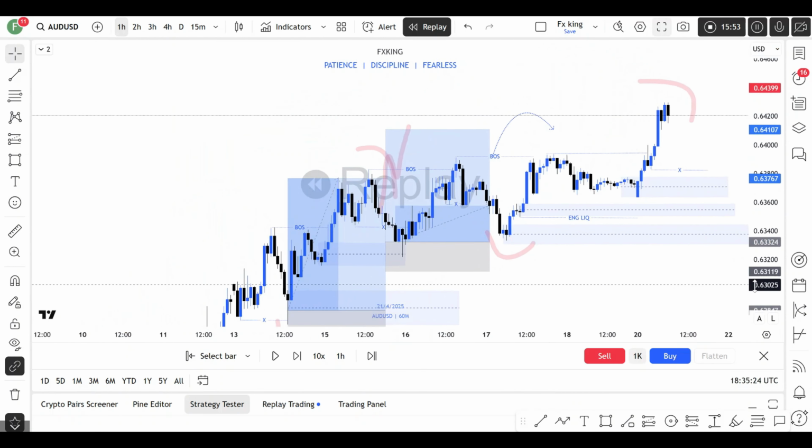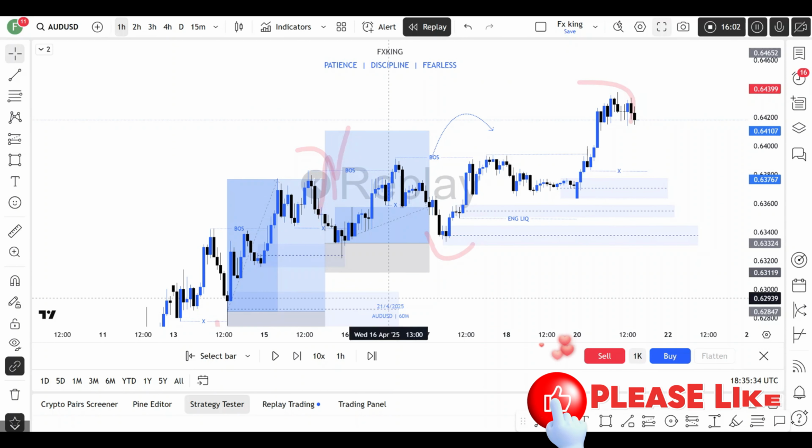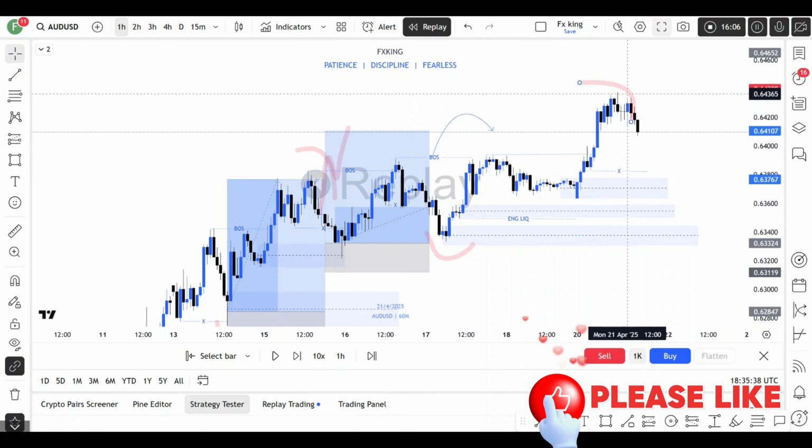So now, looking at this, we have our POI here, we have our decisional POI. All we need to do now is wait for price to approach our POI. Now, as I earlier told you, we had an inducement here, right? If price happens to create a new inducement, we are going to update that.